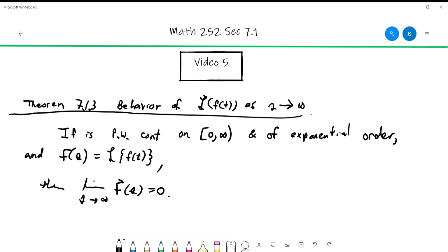Math 252, section 7.1, video 5. We're going to start with a theorem. This is theorem 7.13 in the book. It tells us a little bit about the behavior of the Laplace transform of a function as s goes to infinity.